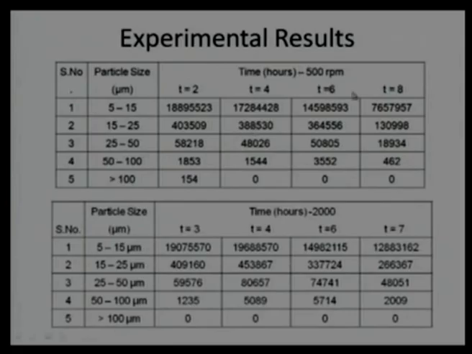This is for 500 rpm, and the same thing was done for 2000 rpm also. What we find again is the same thing: the number of particles is decreasing in the range from 5 to 15 micron, and there is no particle with a size greater than 100 micron.